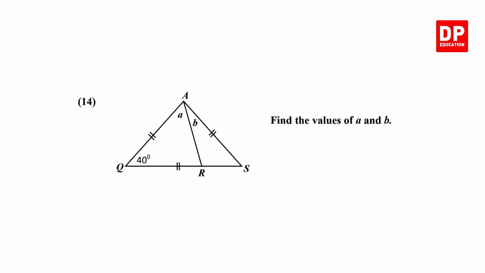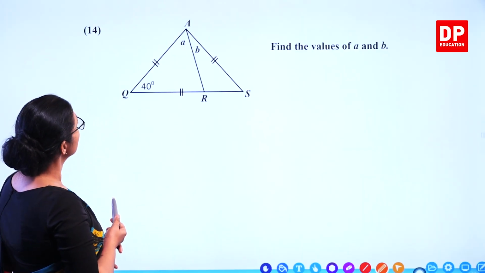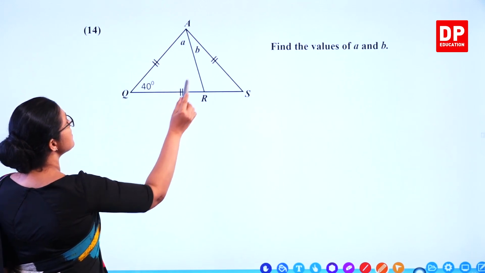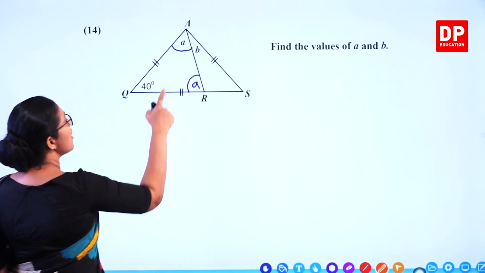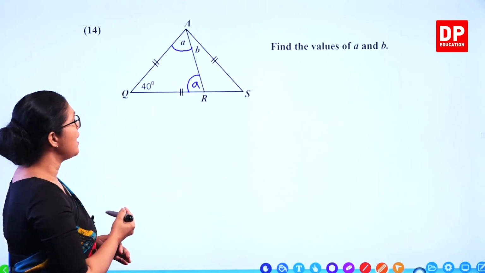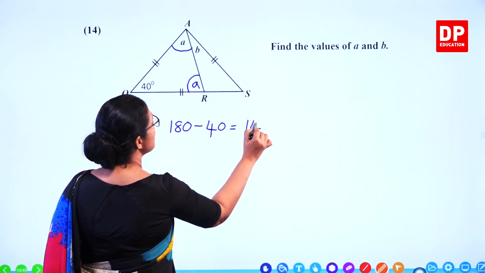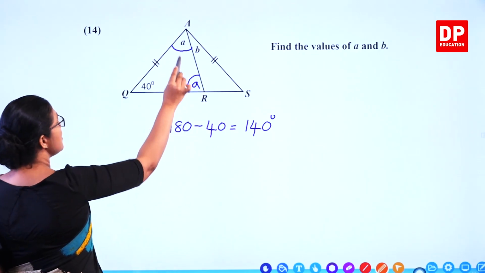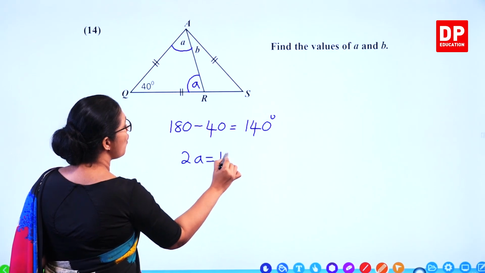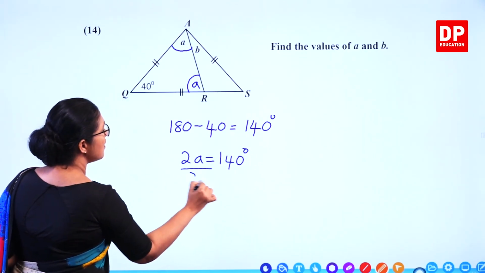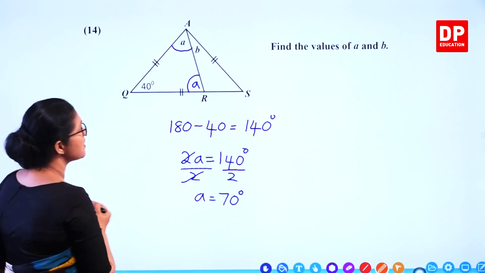Question number 14. Find the value of a and b. These 3 sides are equal. Now look carefully. If this is a, this is also a. Isosceles triangle. So what is a? 180 minus 40, you get 140. And these 2 angles add up to 140. So 2a becomes 140. So what's a? You divide by 2. a becomes 70 degrees.